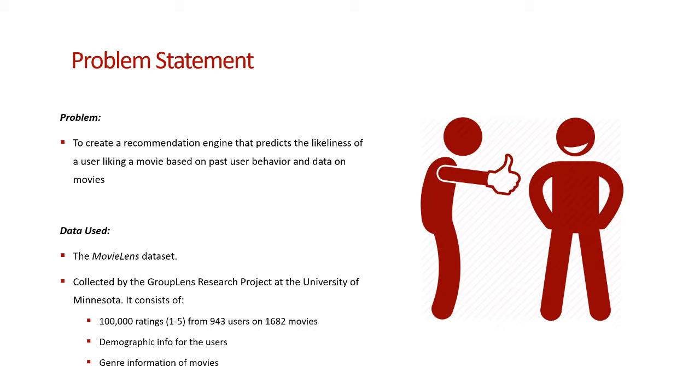The problem statement is to create a recommendation engine that predicts the likeliness of a user liking a movie, based on past user behavior, and data on movies. The MovieLens dataset has been used for the purpose of this project. It has been collected by the GroupLens research project at the University of Minnesota.